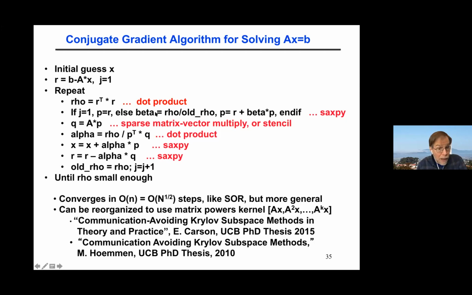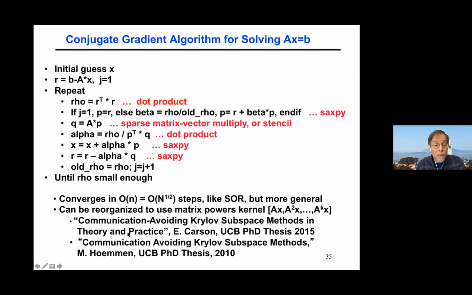And depending on your problem size, that can turn into the bottleneck. And so that trick that I showed you about taking many steps at the same time with one communication, which I showed you for doing Jacobi, can be applied to conjugate gradient as well.